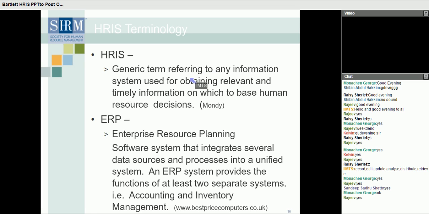So why do you need these systems? You need these systems because if you want to generate the detailed report, and you have all the details entered properly into a system as per your requirement, you can generate the report anytime, and that generation of report will help you in decision making. So that is the concept behind HRIS.